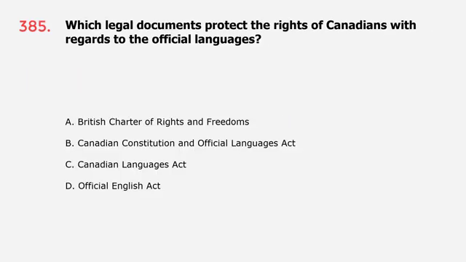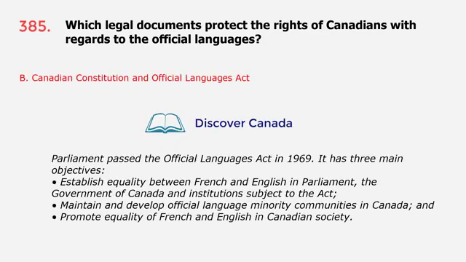Question 385. Which legal documents protect the rights of Canadians with regards to the official languages? A. British Charter of Rights and Freedoms. B. Canadian Constitutional and Official Languages Act. C. Canadian Languages Act. D. Official English Act. The answer is B. Canadian Constitution and Official Languages Act.